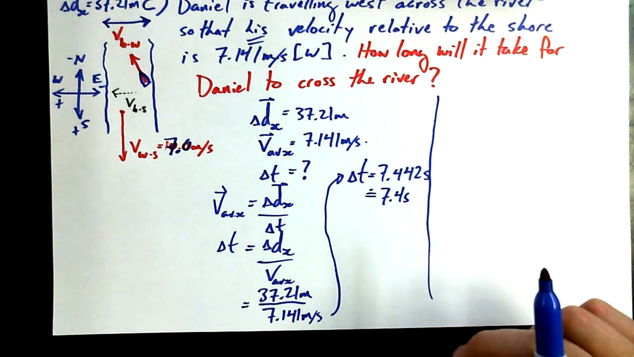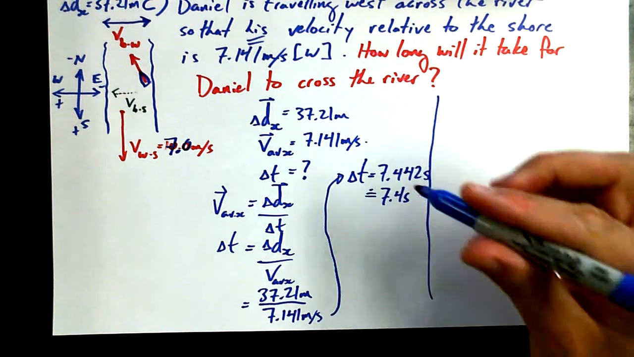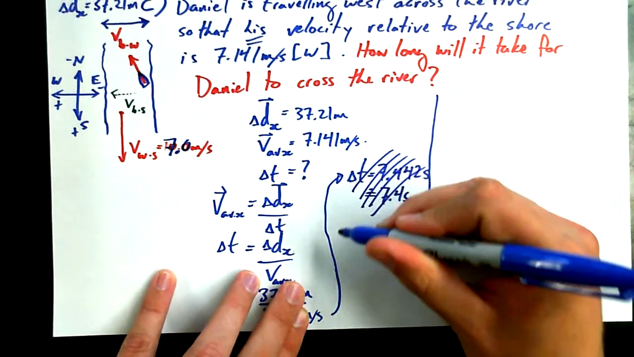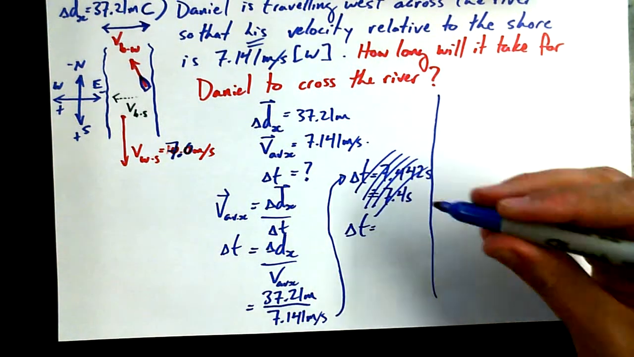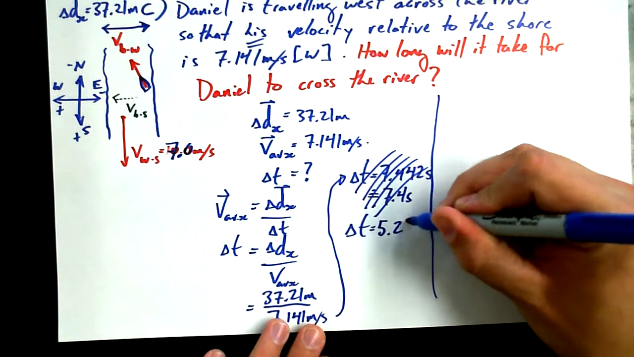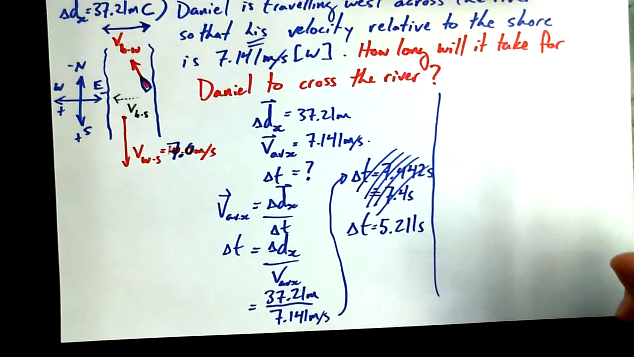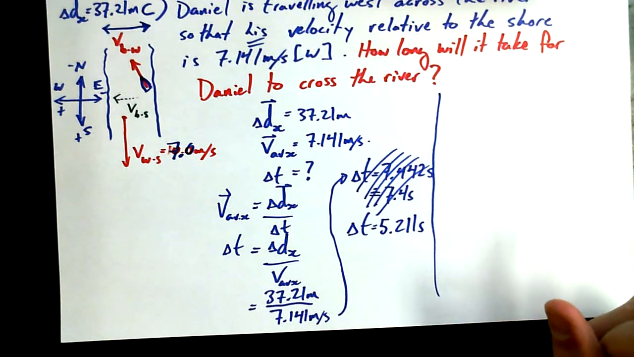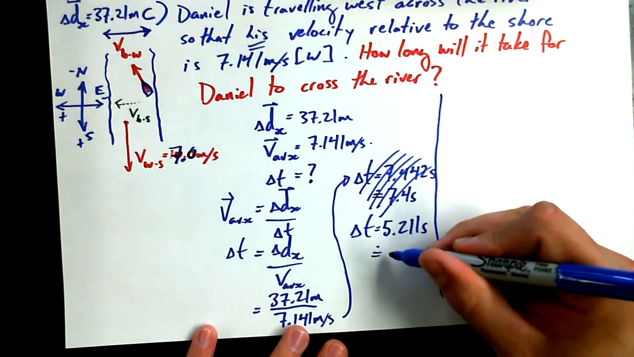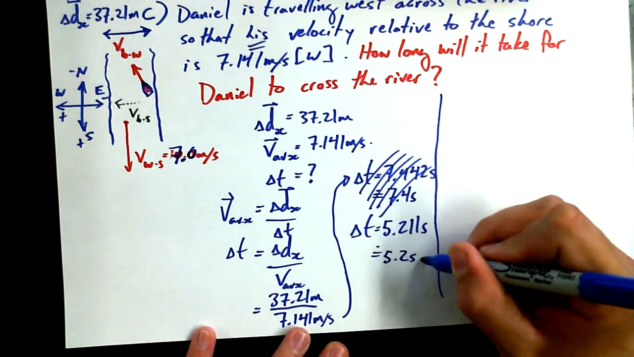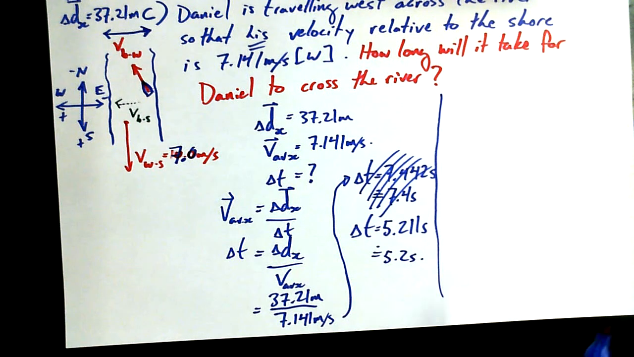Oh, did I mess that up? I did mess that up. The delta t was 5.211 seconds. I did answer the next question. 5.211 seconds, or approximately 5.2 seconds.